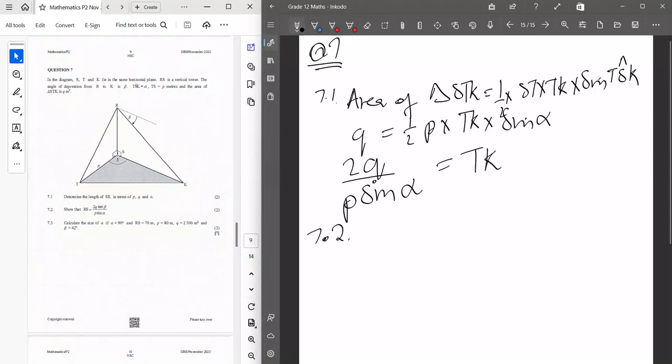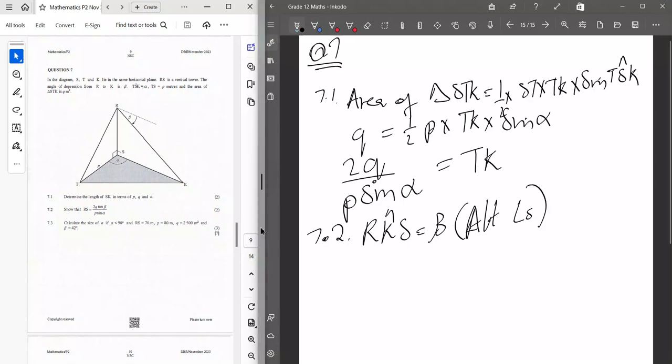Okay, we do see RS. Show that RS is equal to this expression. So what we need now is this. Something that you need to be aware of is that angle RKS is equal to beta. Why? These are alternate angles.